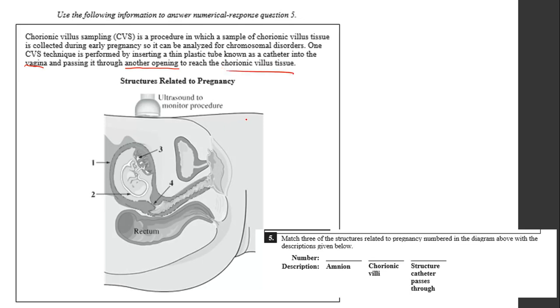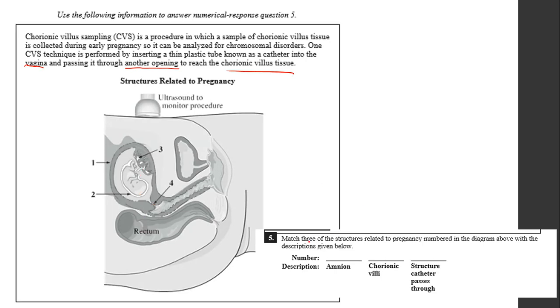Okay? Now, chorionic villus, these are finger-like projections that are formed from the chorion, which comes from the trophoblast, which is the outer layer of embryonic cells. So these cells come from the embryo. They're going to have the embryo's chromosomes and genes, not mom's. All right? So that's why we do chorionic villus sampling, to test the baby's chromosomes. All right? Now, to get at those chorionic villus, a catheter has to be inserted into the vagina, passes through another opening to get to the chorionic villus.